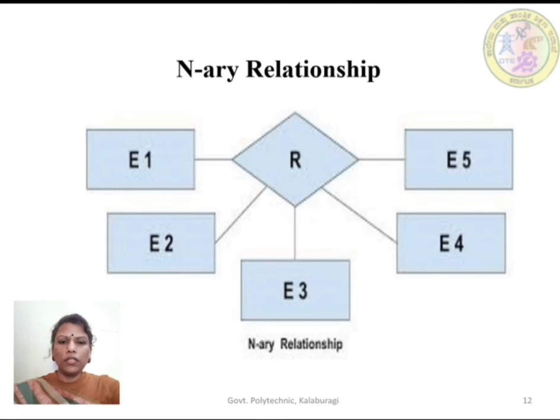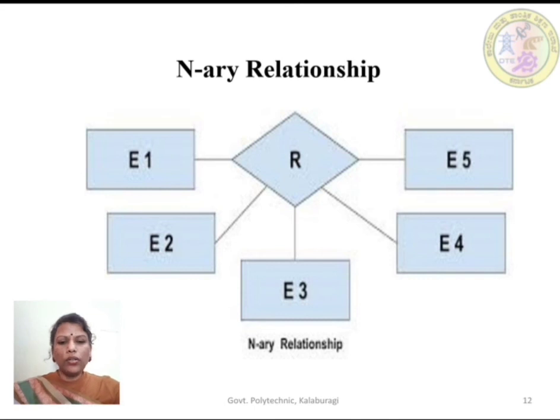Let's see our last relationship type, that is n-ary relationship type. If 4 entity types are participating in a relationship type, then we can also call it a tetra relationship type. When more than 4 entity types, that is n entity types, are participating, see here E1, E2, E3, E4, E5. These 5 entity types are participating in a single relationship type R. So this is called an n-ary relationship.